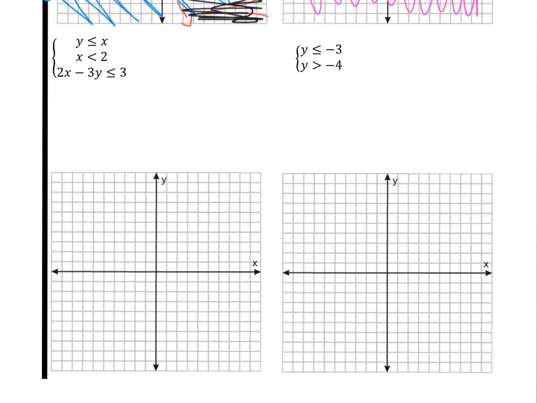Let's try the two at the bottom. All right, let's take a look at this one, everybody. We have 3 linear inequalities to sketch the graph for. y is less than or equal to x, x is less than 2, and 2x minus 3y is less than or equal to 3. I'm going to start with y is less than or equal to x first, and I'm actually going to write this one out with you because sometimes this one gets a little tricky.